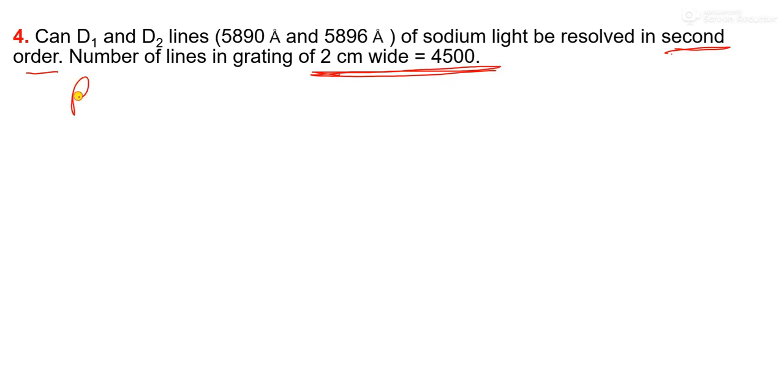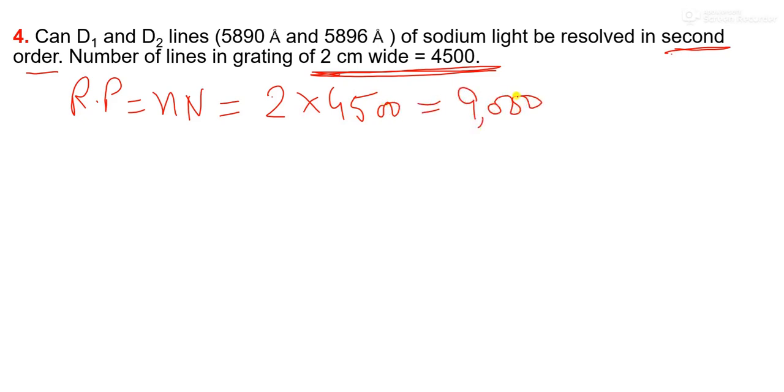We know that the resolving power of grating equals small n into capital N. Here small n is the second order, 2, and capital N is the total number of lines, 4500. So the resolving power of the grating is 9000.